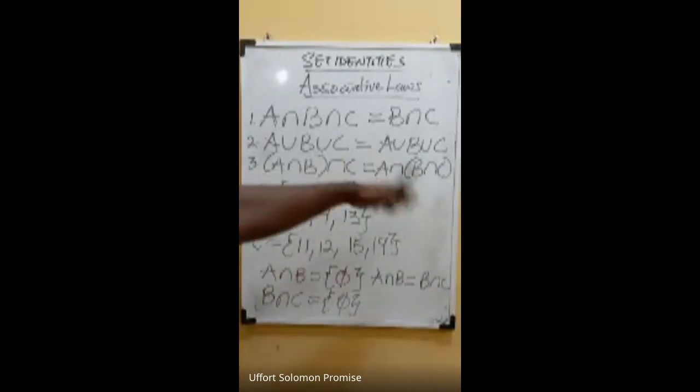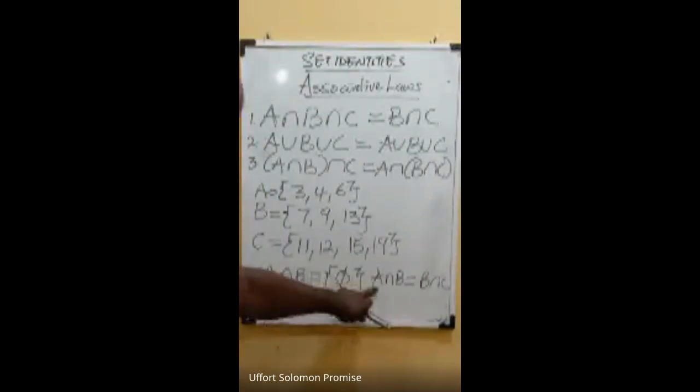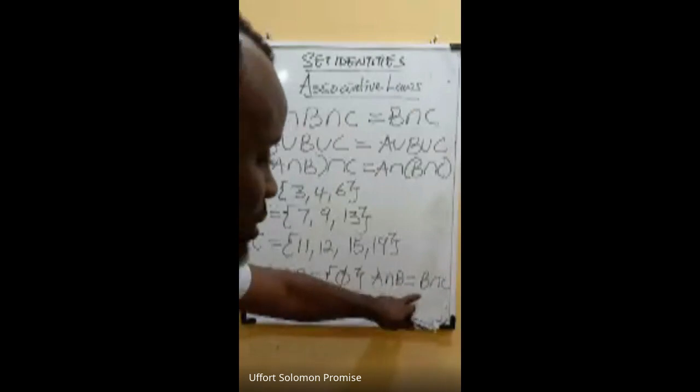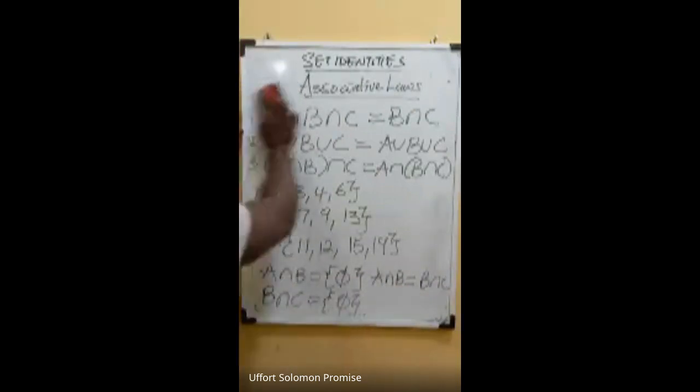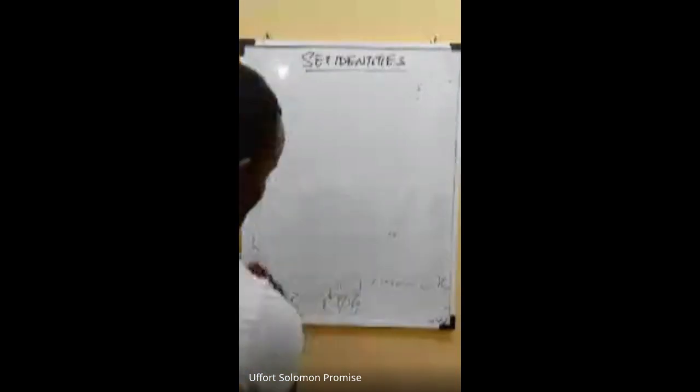Don't allow this plenty right to confuse you. What it actually means is that the elements of these three sets, when you combine them together, should be equal to each other. The first two equal to the last two. A intersection B is equal to what? B intersection C. Let us take this one. It's the same thing, that's what I said.